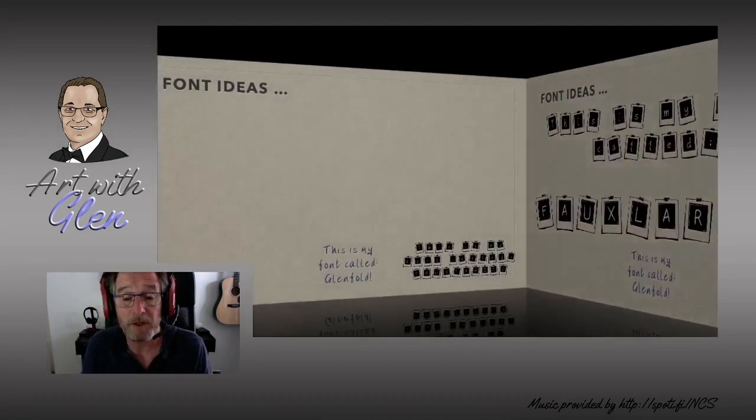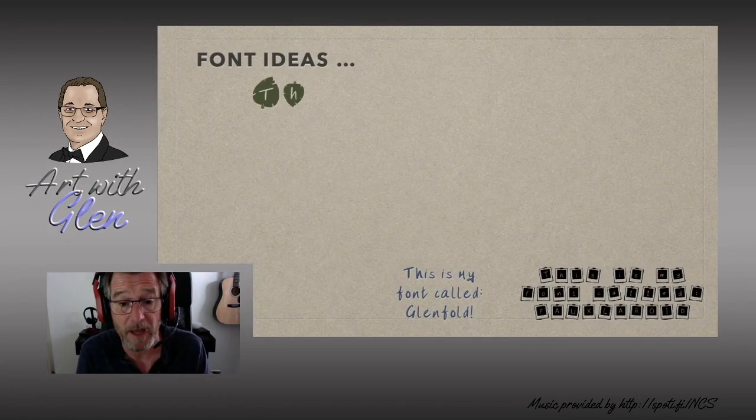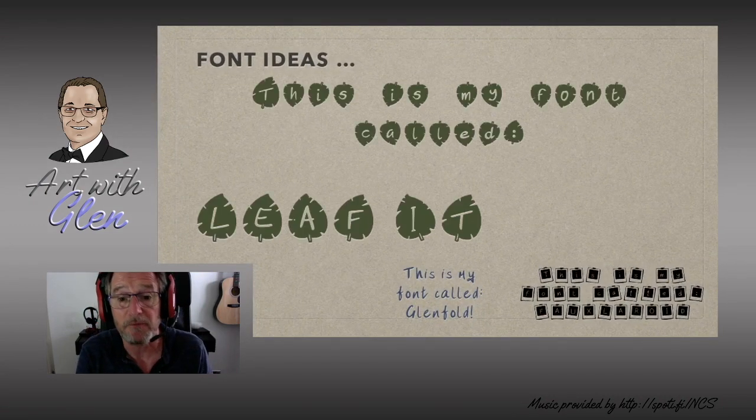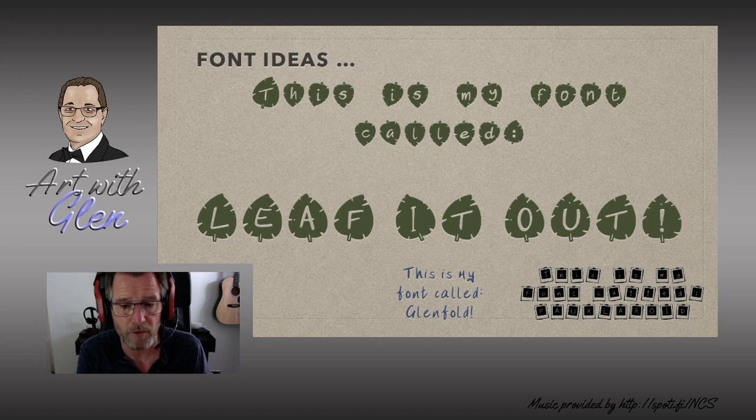Or if you were creating a font for a title of something, you might do something like this. This is my font called Leaf It Out. You'll see every capital letter has the leaf pointing upwards, and every lowercase letter has the leaf pointing downwards.